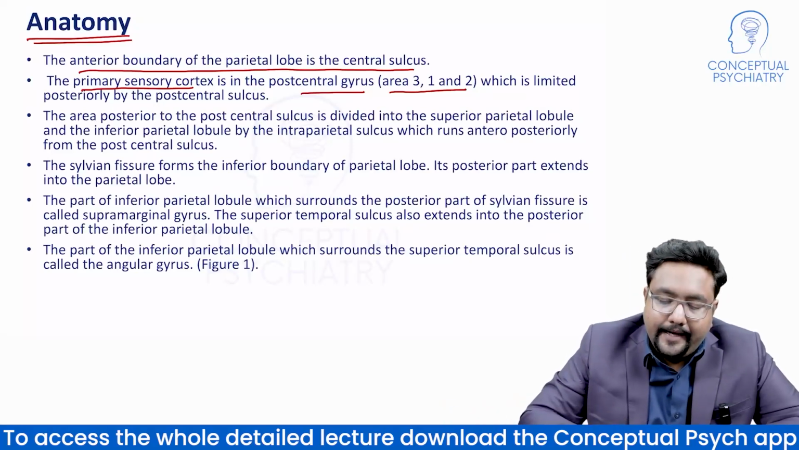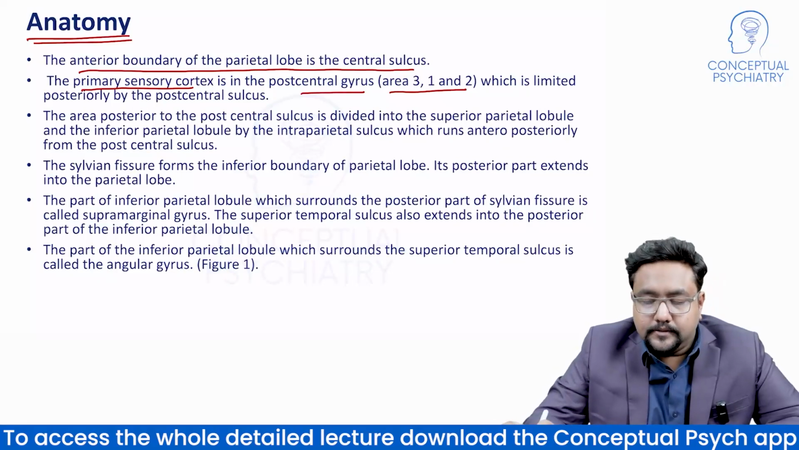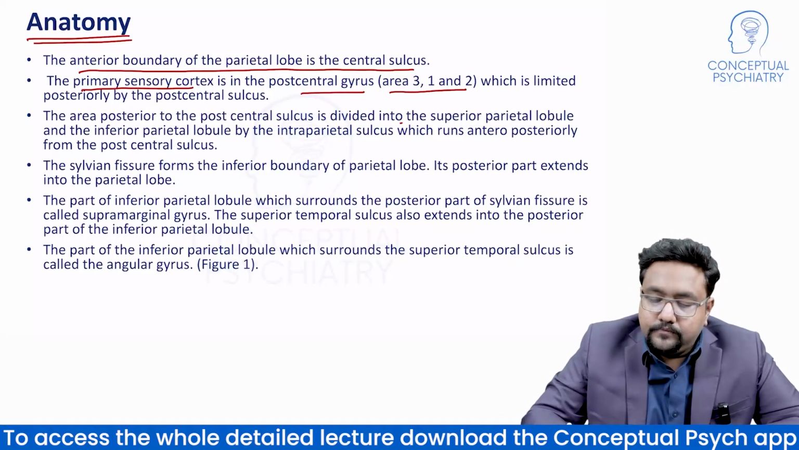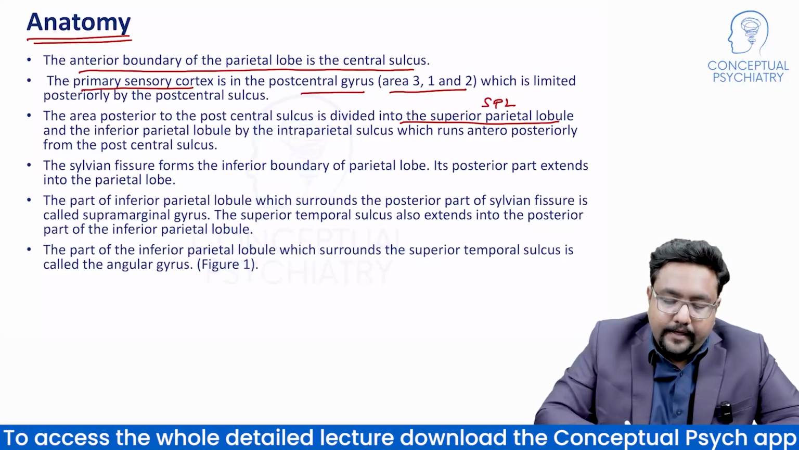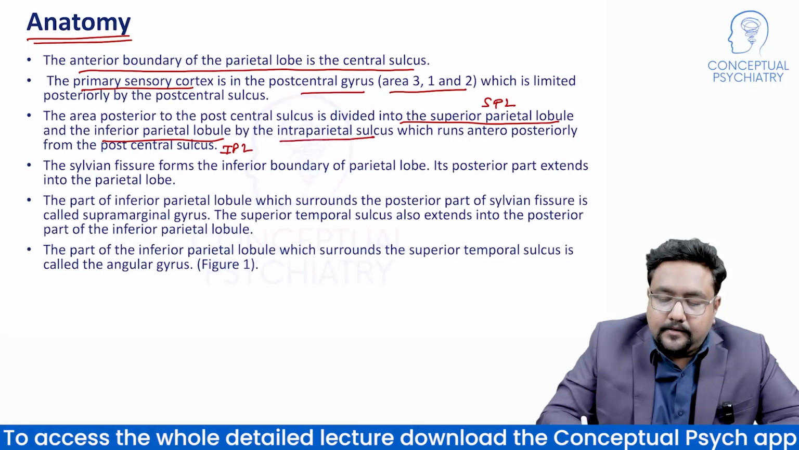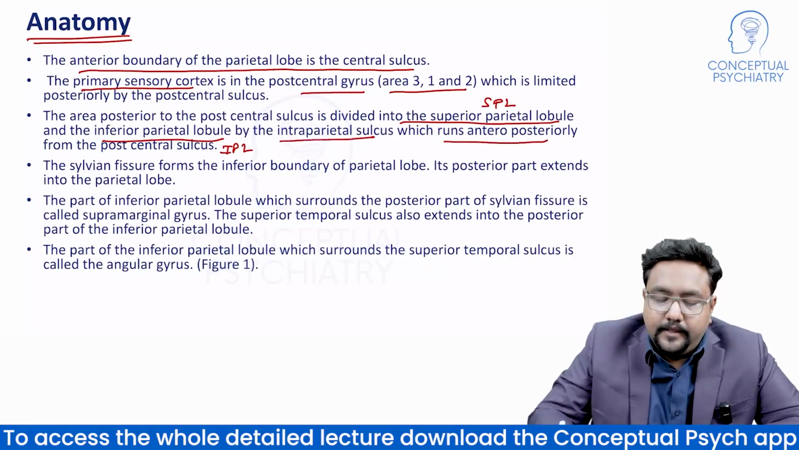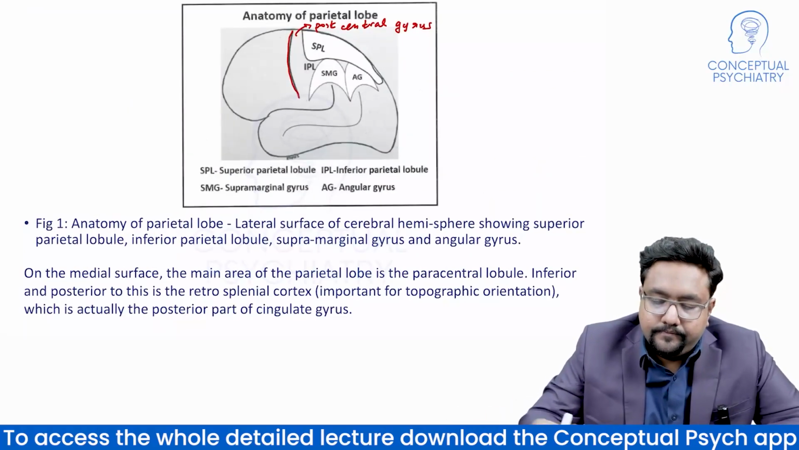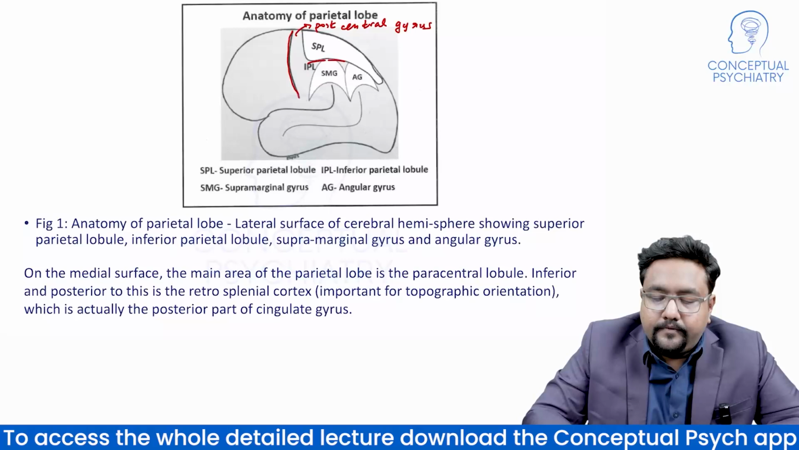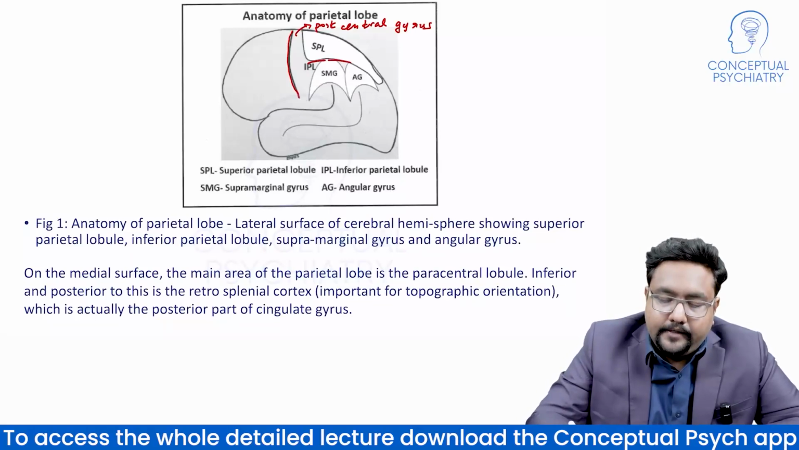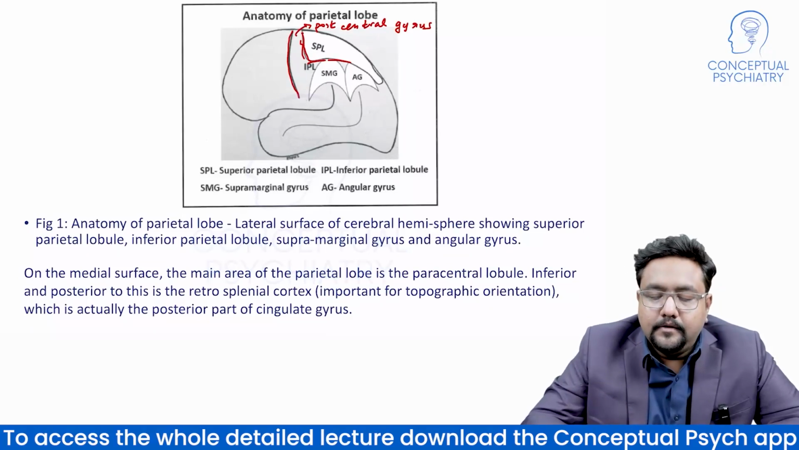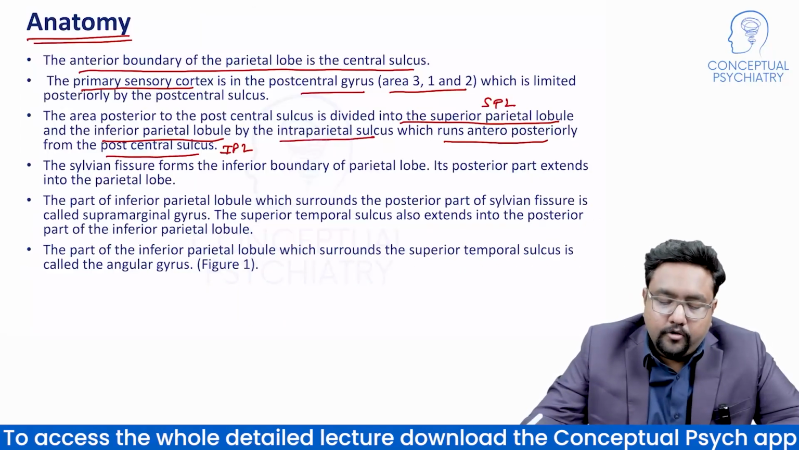Next, the area posterior to the postcentral sulcus is divided into the superior parietal lobule, that is the SPL, and the inferior parietal lobule, that is the IPL, by the intraparietal sulcus, which runs anteroposteriorly from the postcentral sulcus.